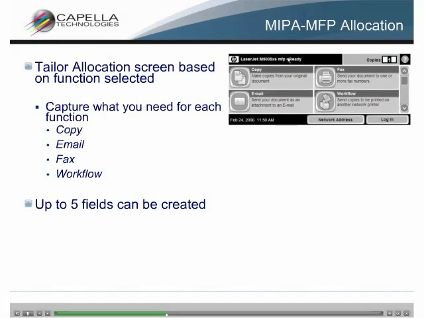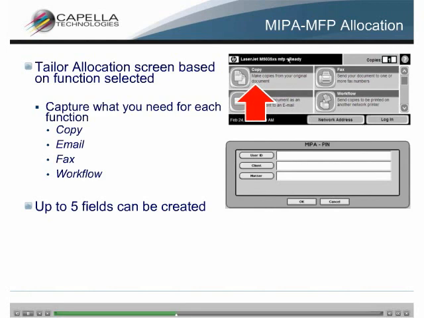MIPA MFP allocation gives an organization the ability to tailor an allocation screen based on functions selected, allowing you to capture what information you need by function. You can also create up to 5 fields to be able to capture this data. When a user goes up to the HP MFP and selects Copy, MIPA MFP will prompt the user for their user authentication as well as additional fields to be able to capture data. In this example, you see that the user can enter client and matter code.